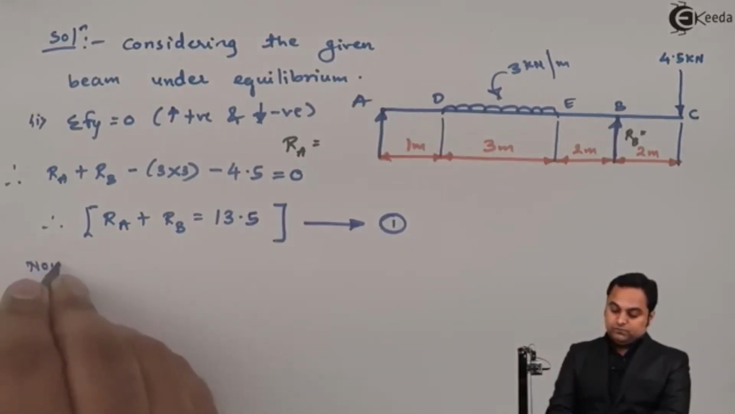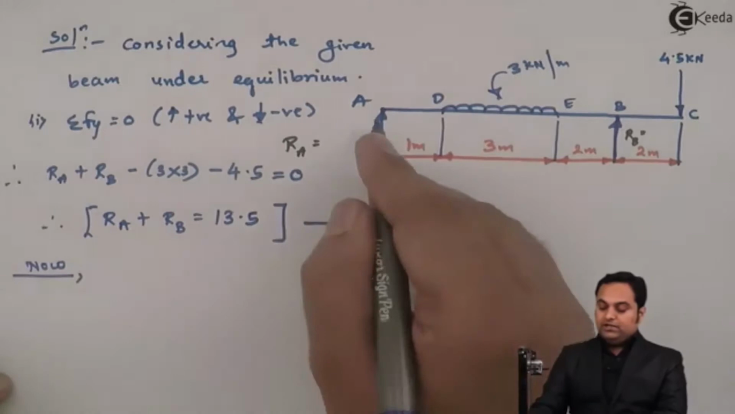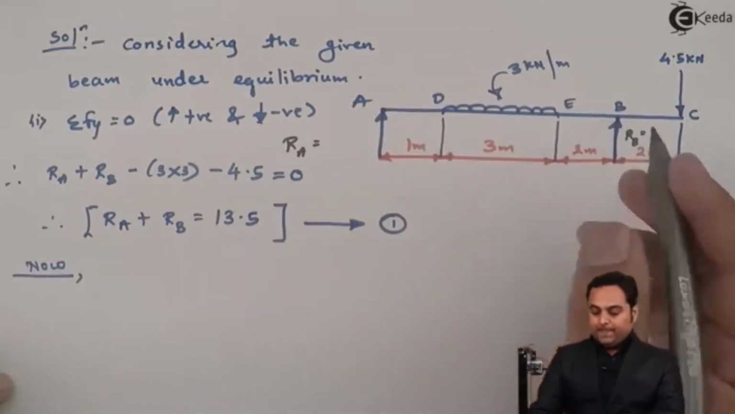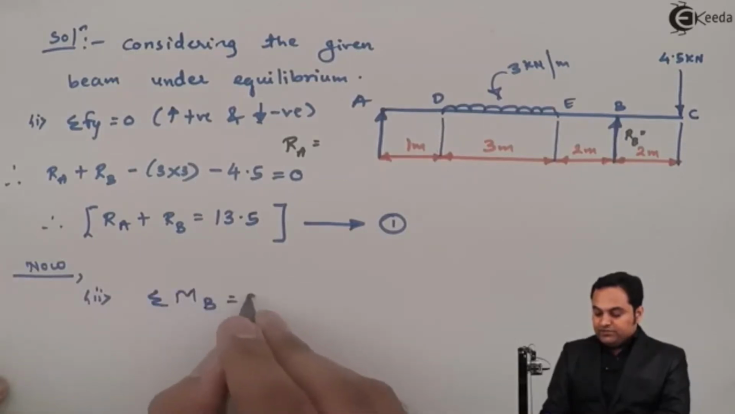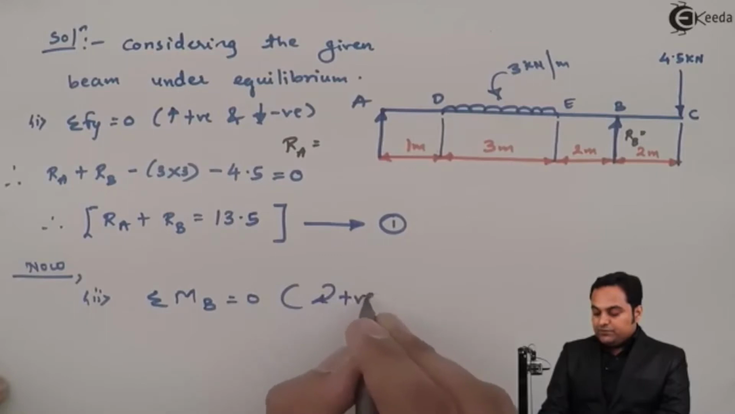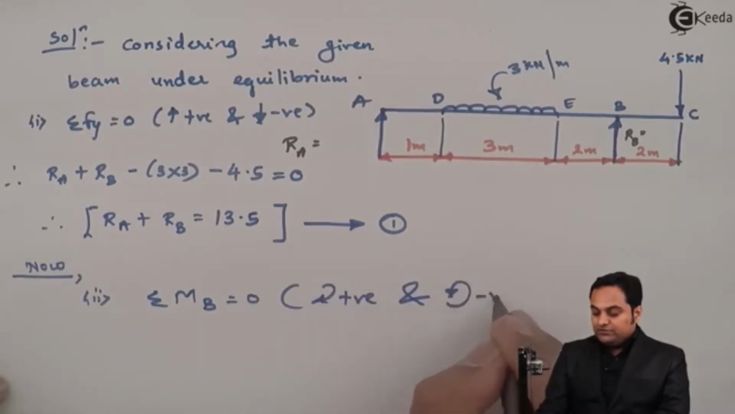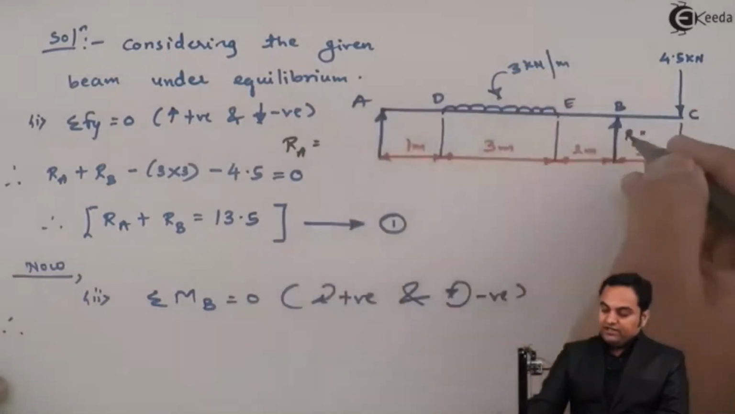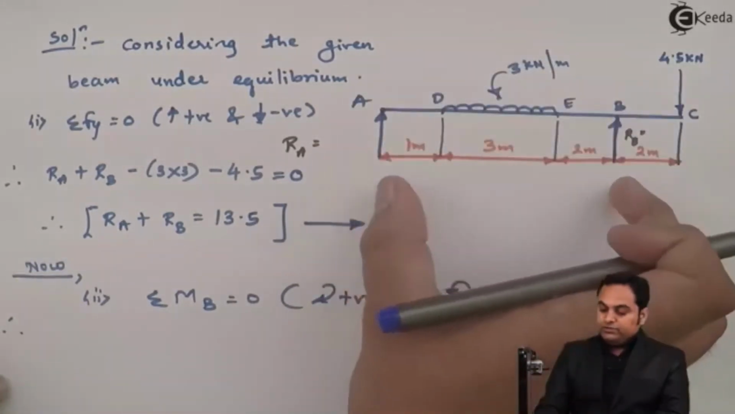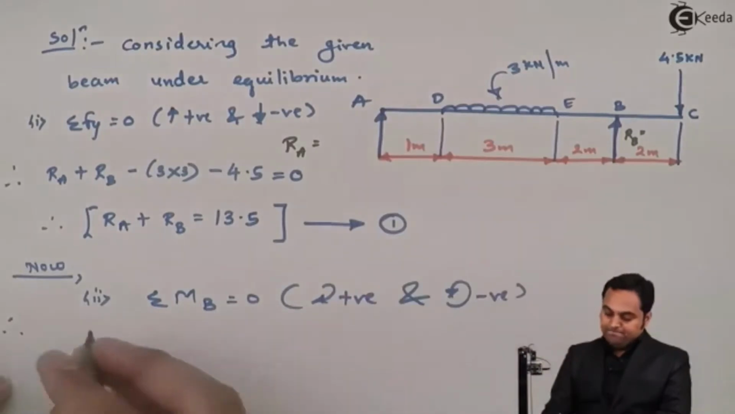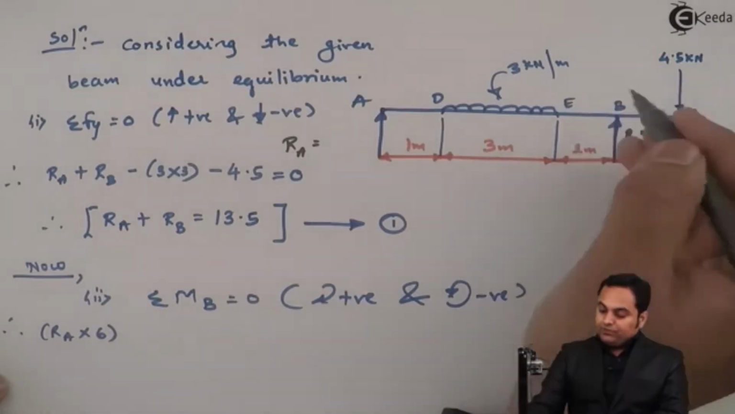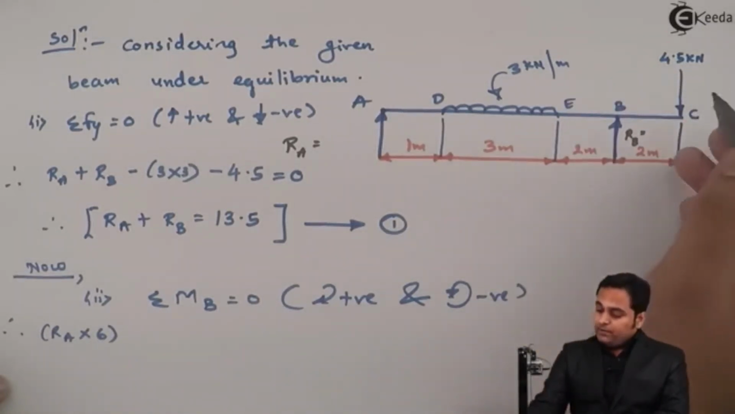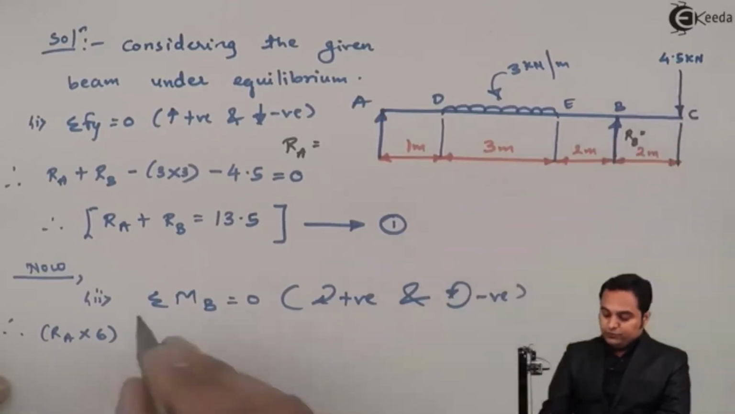Now I need to find out RA. For that I will be taking moments at B. So the second condition of equilibrium is summation of moment about point B is equal to 0. Clockwise moments positive and anti-clockwise moments negative. So we have RA as clockwise, RA into the distance of 6 meter from B, so plus RA into 6 because it is clockwise. Next, here we have 4.5 kilonewton. This is the overhanging portion. It produces a clockwise moment, so plus 4.5 into 2.